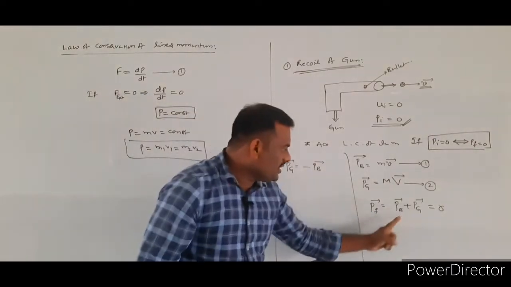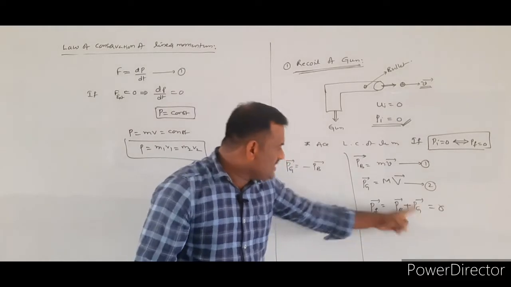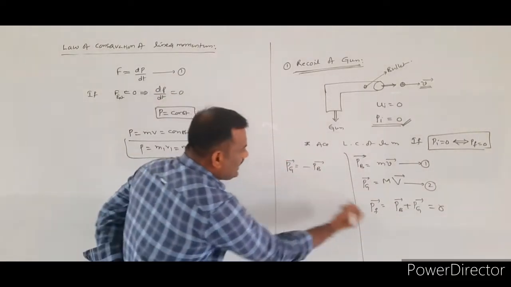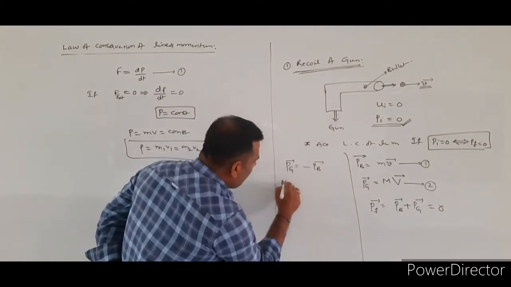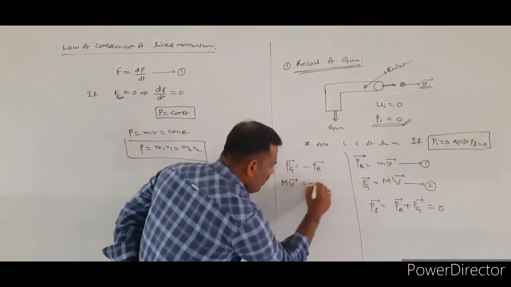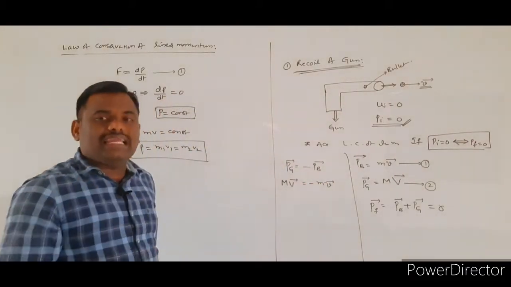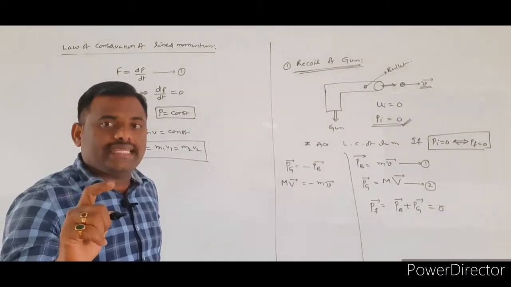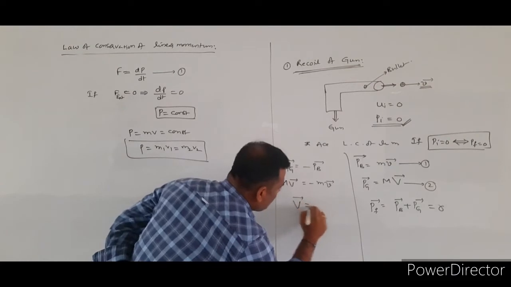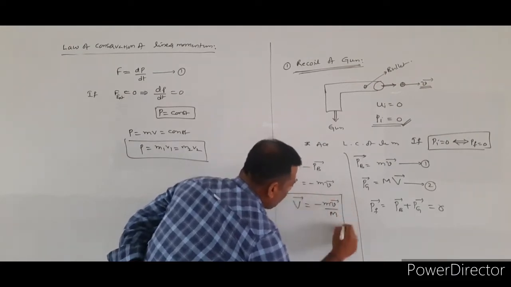From this equation, PB bar plus PG bar is equal to 0, which means PG bar is equal to minus PB bar. So here, what is the momentum of the gun? Capital M into V bar. Capital M into V bar is equal to minus small m into small v bar. So I want to calculate the recoil velocity. The recoil velocity V bar is equal to minus small m into small v bar by capital M.